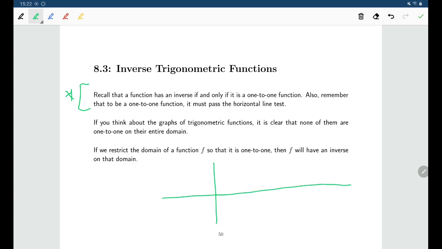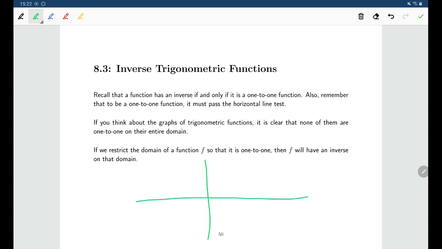And if you're thinking back to 8.1, the graphs of sine and cosine, sine for sure is not a one-to-one function, because even if I draw only one full cycle of sine, you can see already that a horizontal line will pass through the graph of sine in more than one place, making it not one-to-one. And the same thing would be true of any other trig functions that you might be interested in. So, for example, sine is not one-to-one, and cosine is also not one-to-one.